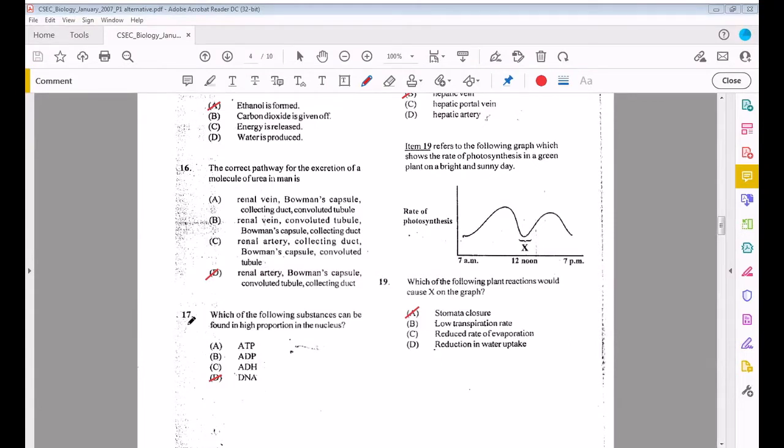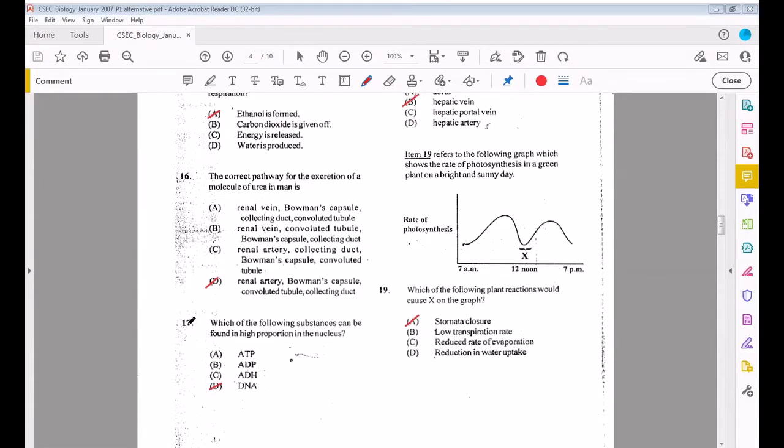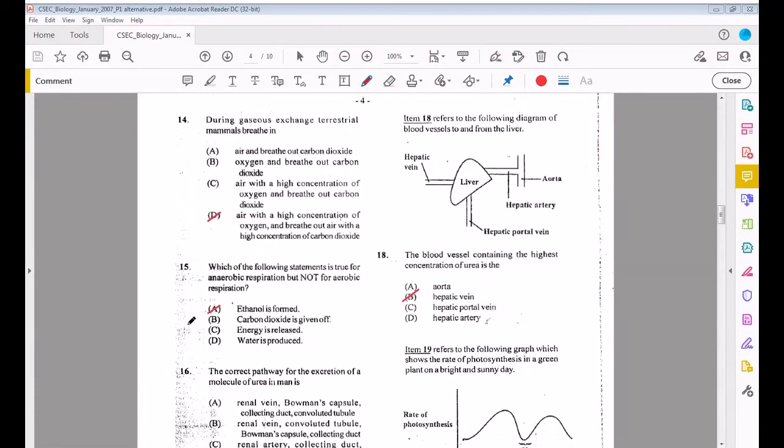Seventeen. Which of the following substances can be found in high proportions in the nucleus? The answer is D, DNA. Item 18 refers to the following diagram of blood vessels to and from the liver. So 18, the blood vessel containing the highest concentration of urea is the B, the hepatic portal vein. I'm sorry, the hepatic vein, right?